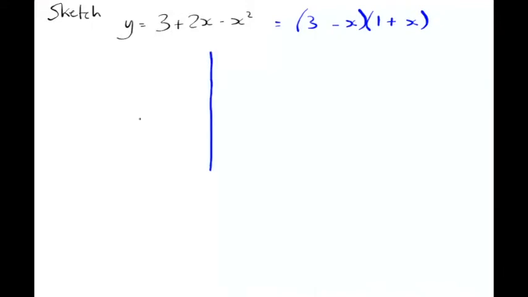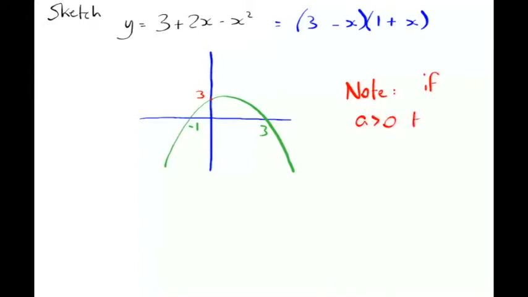Another example, sketch y equals 3 plus 2x minus x squared. This is a negative quadratic, this is a sad looking quadratic. We can factorise it. You could factorise it in the same way as we've done before, or you could rearrange it: (3 minus x)(1 plus x). So remember it's negative. We've got two solutions, x equals 3, x equals minus 1. And we know it's got a y-intercept of 3 because it's the constant in the equation. Or you could sub in x equals 0 into the original equation. Something to note, if a is positive, then it's happy shaped. If a is negative, then it's sad shaped. That's something you should always look at.